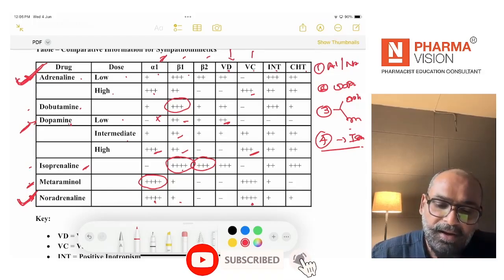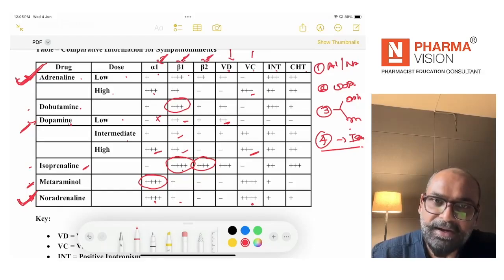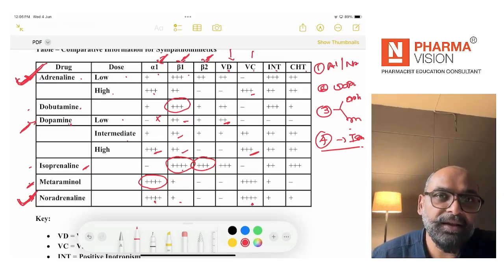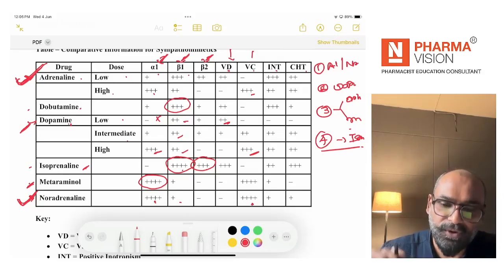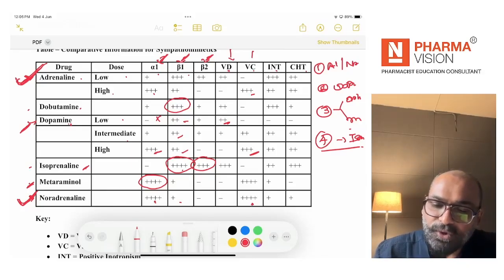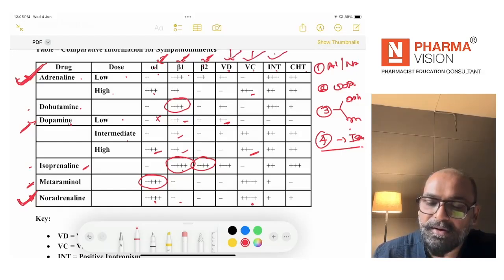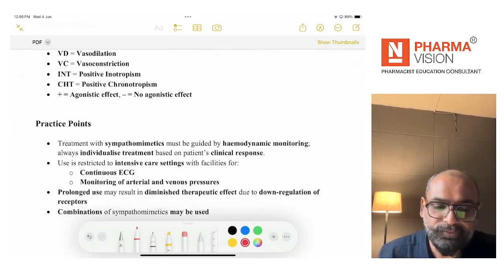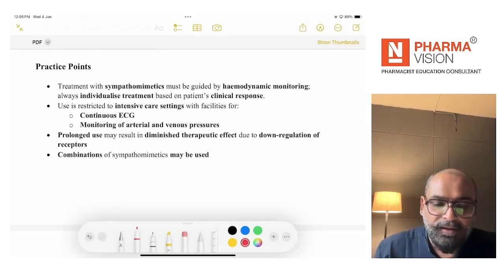But your main area of learning is that the alpha 1 receptor can cause vasoconstriction, the beta 1 receptor improves the cardiac output, and the beta 2 receptor is dilating the blood vessels of your skeletal muscles. If you are clear with these three parts, you can easily understand vasodilation, vasoconstriction, inotropic and chronotropic. Chronotropic means beats, inotropic means force.